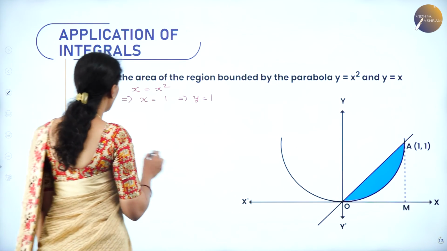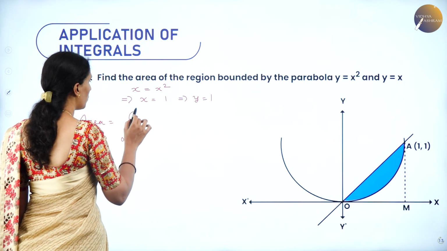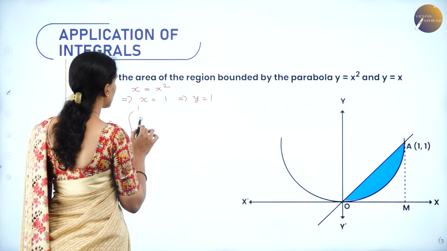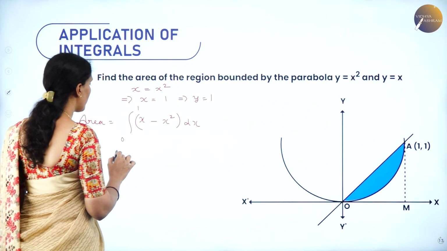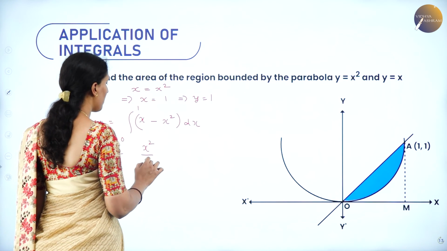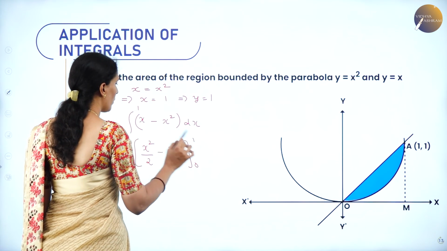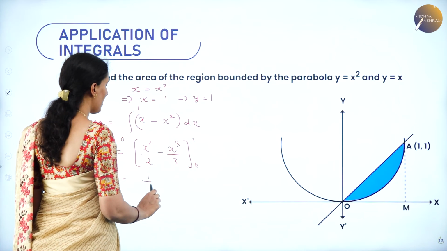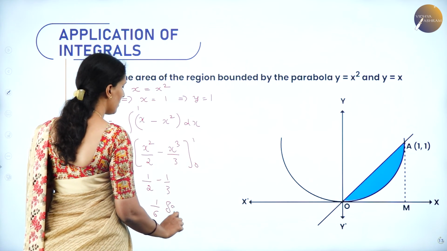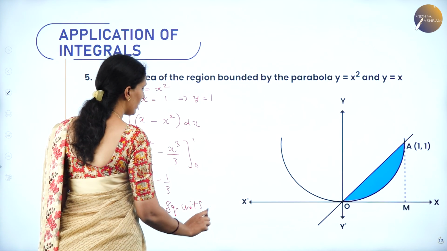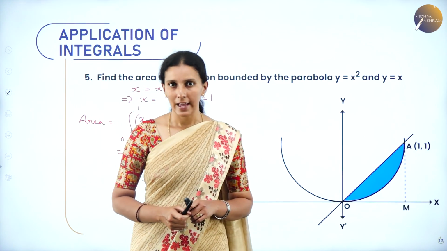And therefore here required area is integral from 0 to 1. So the straight line is x and the curve is x square dx. Now apply the limits for this function. It is x square by 2 minus x cube by 3 from 0 to 1. So if you apply the limit, then it is 1 by 2 minus 1 by 3 whose value is 1 by 6. So this is the area bounded by the region y is equal to x square and the straight line y is equal to x.